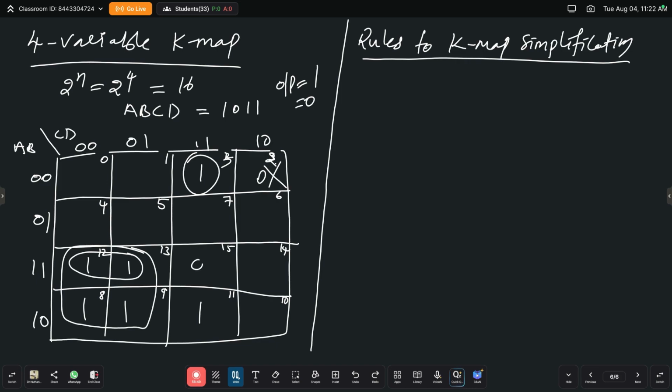Sir, here 0 is there, 1 is there. We cannot make any group for this 0. Already I told you, a group must be for ones, not 0. First rule. Got it? So you can group only 2 power n numbers. Okay? Third rule.